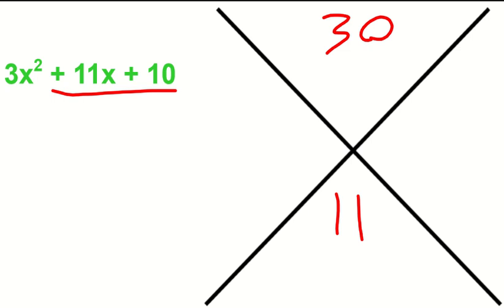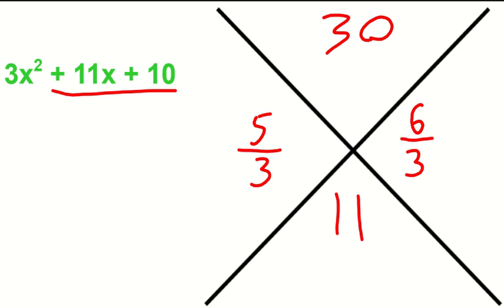So for 30, we got 1 times 30. That's not it. 2 times 15. That's not going to make 11. 3 times 10. That's not going to be it. 4 doesn't work. 5 times 6. Well, 5 and 6 add up to make 11, right? So I'm putting a 5 over here, 6 over here. All right, then the last step where people sometimes mess up or forget to do, we got to divide by our A coefficient, okay? So I'm dividing each of these, or writing them as fractions, over the A value.